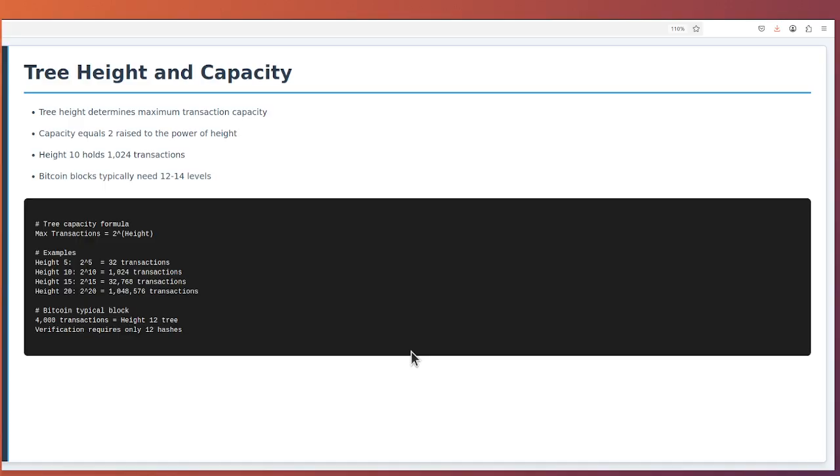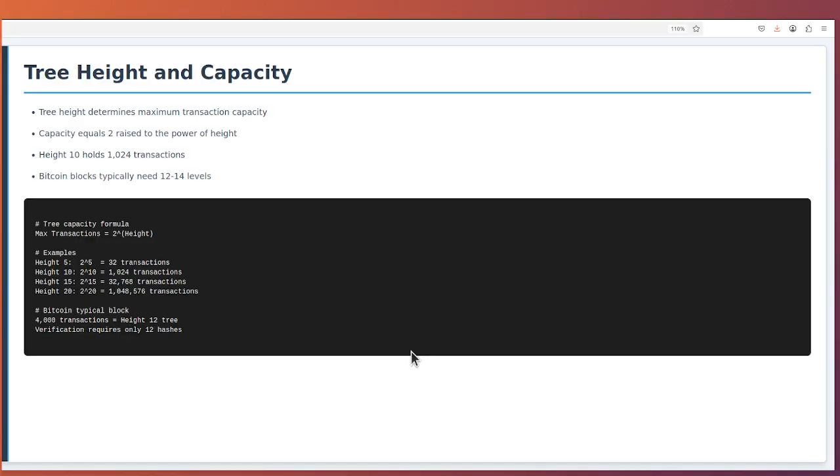The pattern is mathematical. The maximum number of transactions you can fit equals 2 raised to the power of the height. A tree of height 10 can handle 1024 transactions. A tree of height 20 can handle over 1 million transactions. A tree of height 30 could theoretically handle over 1 billion transactions. Each level you add doubles the capacity, but verification only requires 1 additional hash operation.